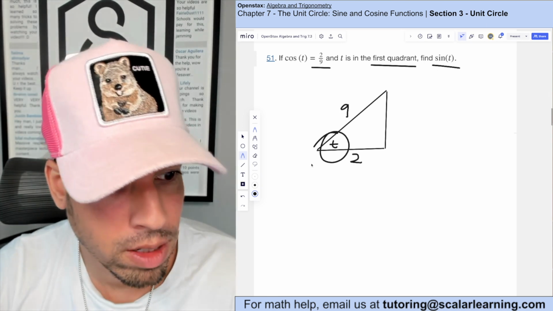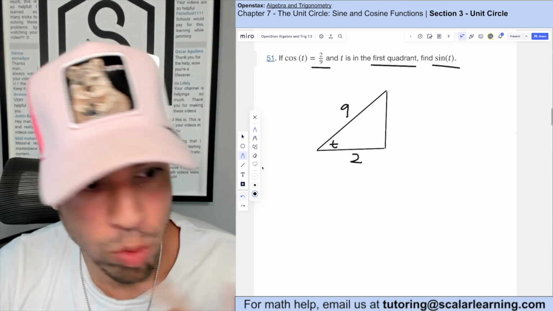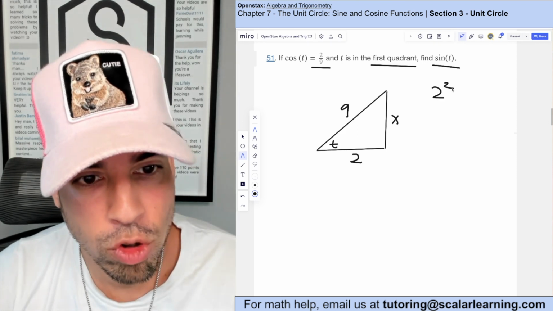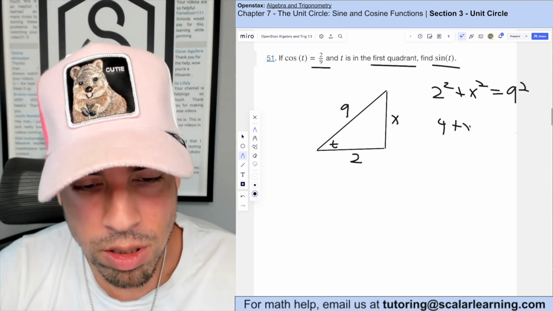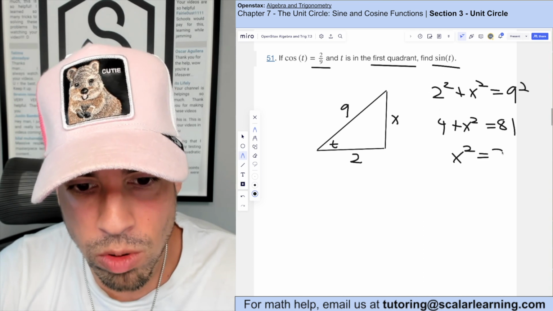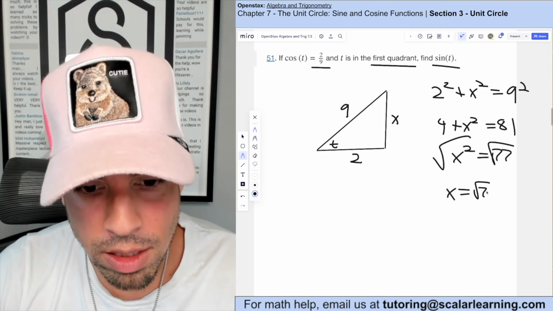And now we're trying to find sine of this same angle. We can figure out this missing side, which we'll need for sine, using Pythagorean's theorem. If we call this x, we have 2 squared plus x squared equals 9 squared. This is 4 plus x squared equals 81. Subtract 4 from both sides, x squared equals 77. Take the square root, we get x equals radical 77.